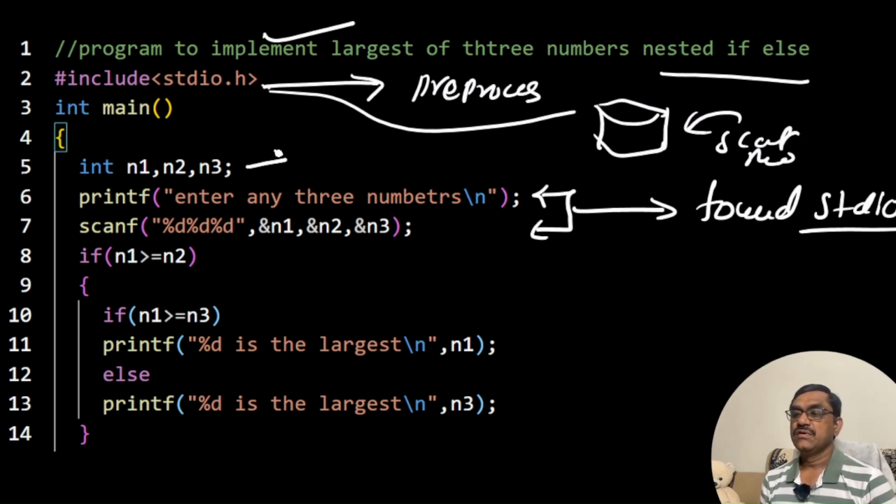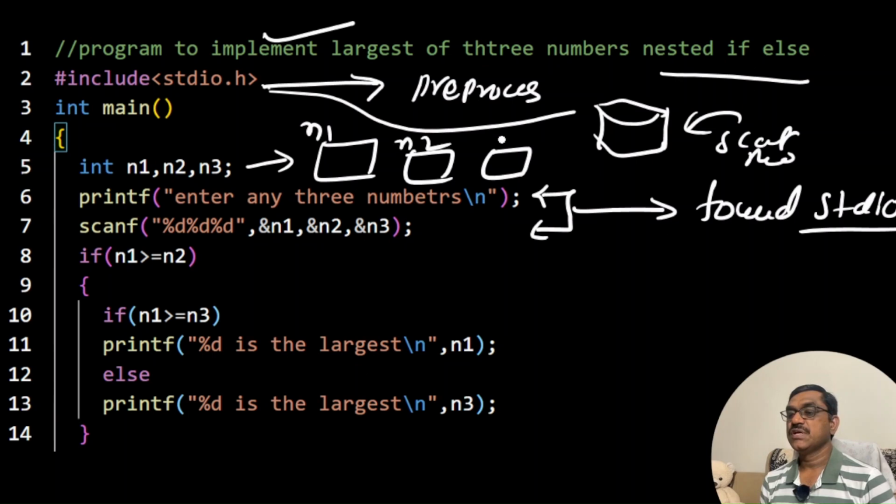Now here we are declaring three variables. Where are they going to be stored? In the memory. The names of the variables are n1, n2 and n3. Each variable is going to take some amount of memory. If it is integer, the size is 2 bytes. Next, the printf statement is executed. The printf is going to display on the screen: enter any three numbers. This is the display we are going to get.